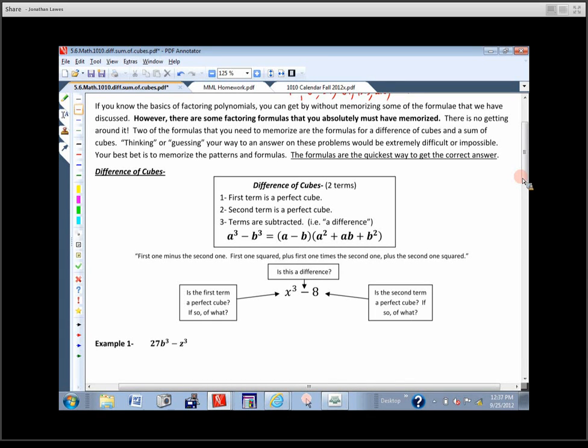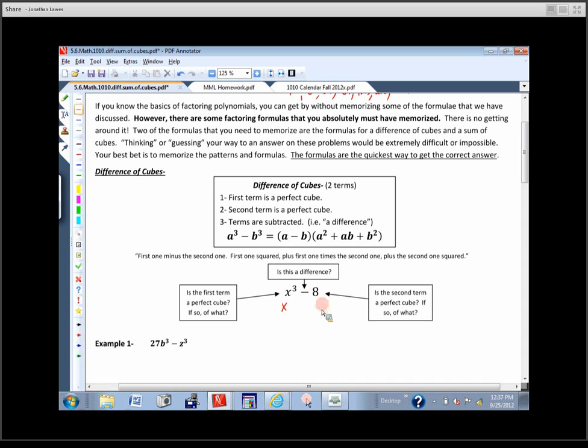Now, I've got a difference of cubes right here. It's got 2 terms. So we already learned how to do difference of squares. That had 2 terms. And now we're going to do difference of cubes and sum of cubes. Each one of those has just 2 terms. And here's how we check to see. It's a similar checklist to the one that we went through before. The first term has to be a perfect cube. So is that a perfect cube? Yes. If so, of what? In this case, it's x.